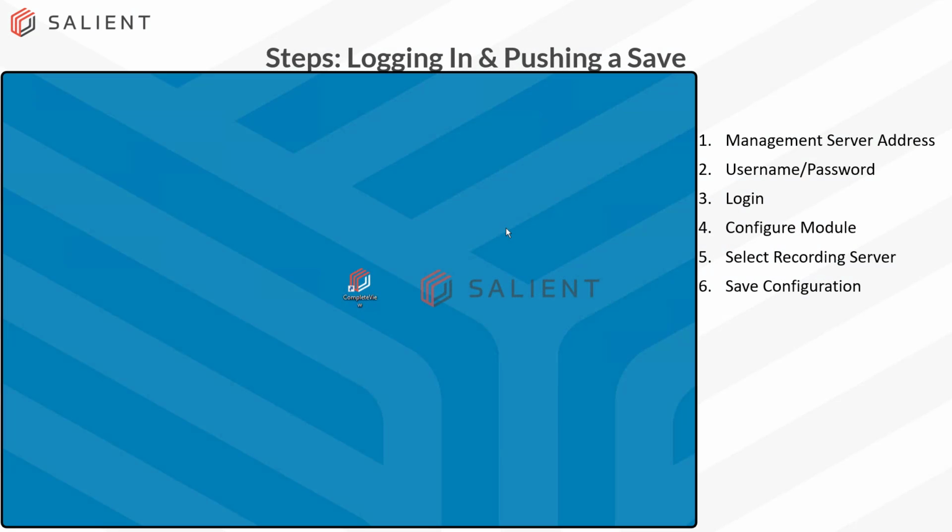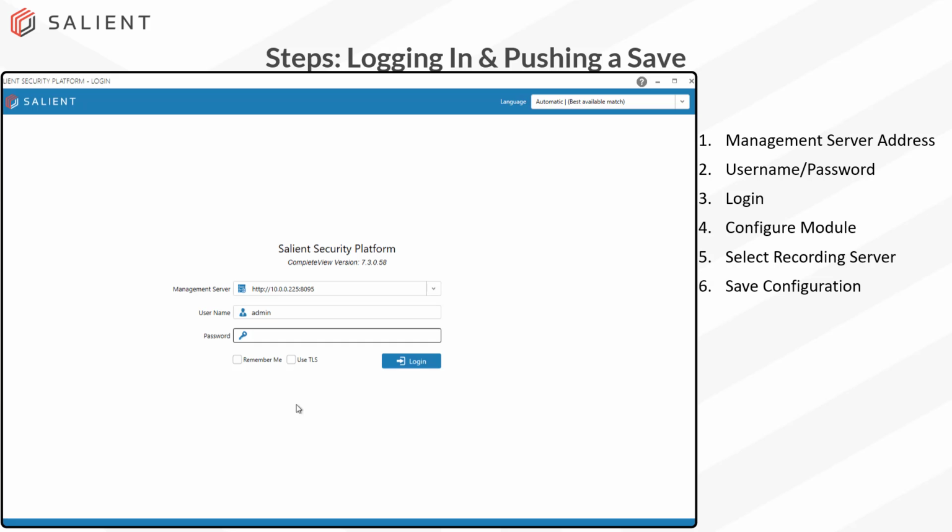Okay, we're on the last 4 steps of our version 7 update. Go ahead and open up your desktop client that you installed. And once there, you may see your IP. You might see localhost. Go ahead and put in the IP of your management server and then log in with administrative credentials.